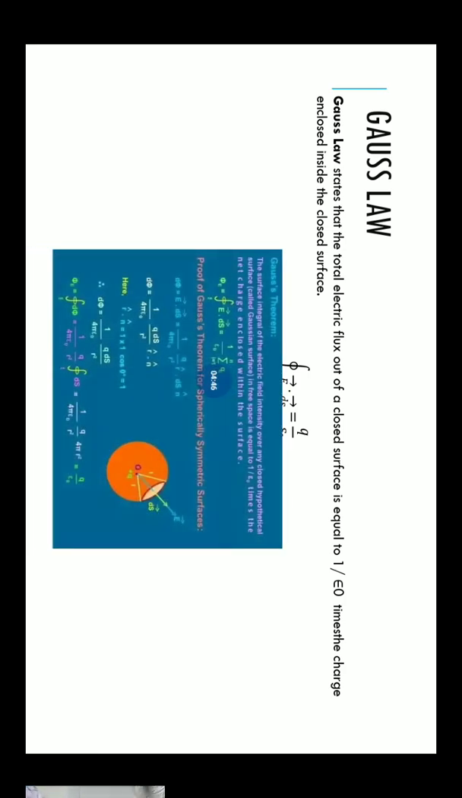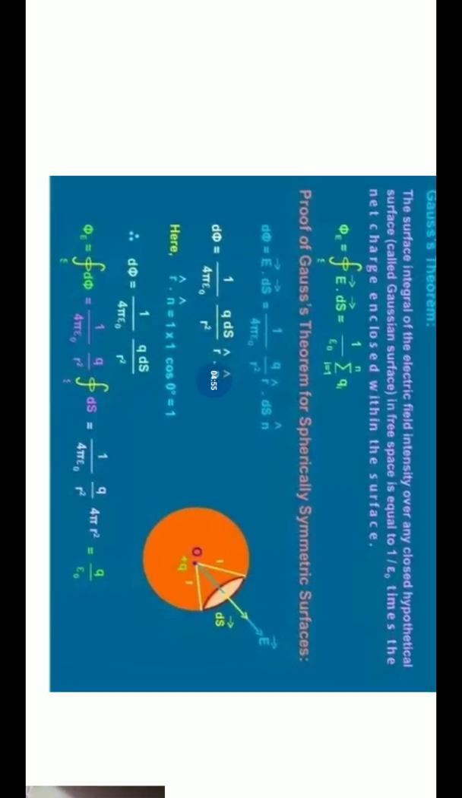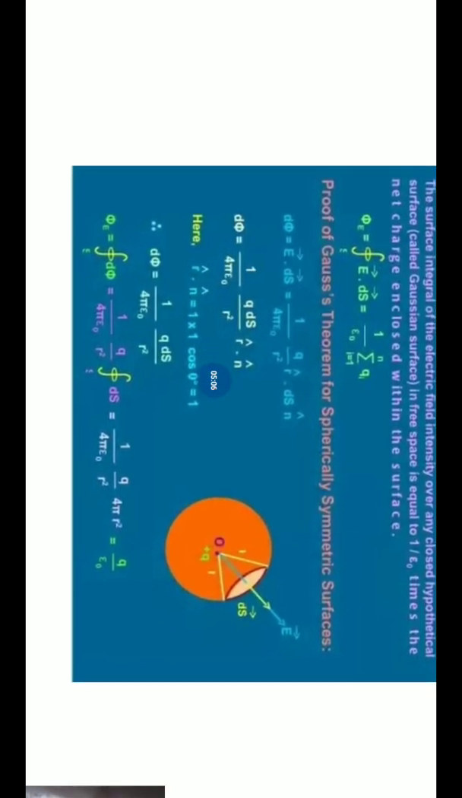We'll be doing this proof for a spherically symmetric surface. As you can see, let us suppose that we have a charge Q placed at the center, at a point O. We draw a sphere around this. At every point on the surface, the electric field will be the same. And we know this electric field, we did it in the first chapter of this unit, the electric field due to a point charge. The electric field due to a point charge is given as 1 by 4 pi epsilon naught Q upon r square.